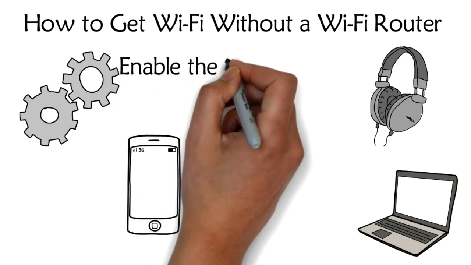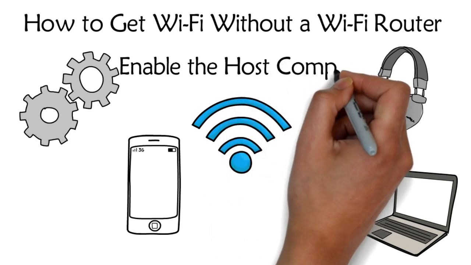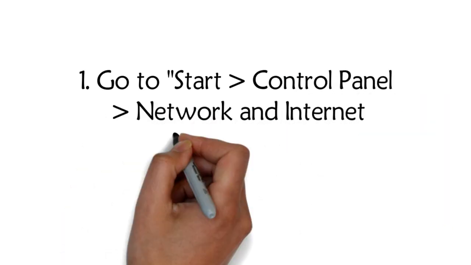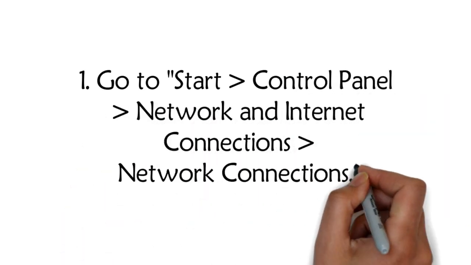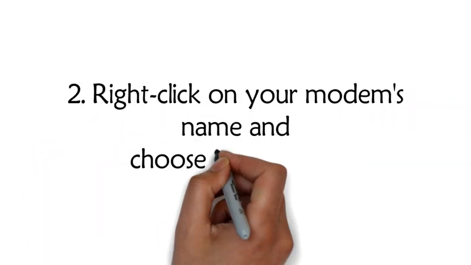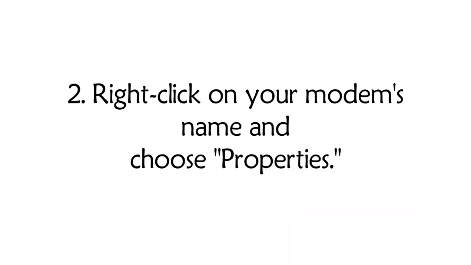How to enable the host computer. 1. Go to Start > Control Panel > Network and Internet Connections > Network Connections. 2. Right-click on your modem's name and choose Properties.